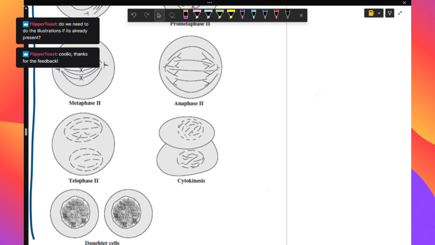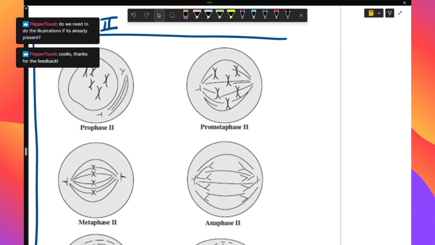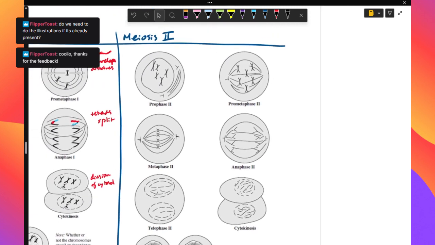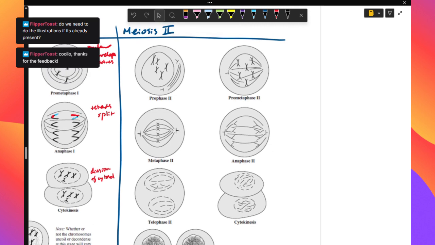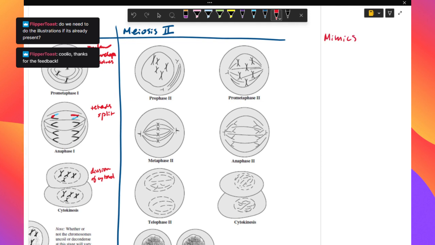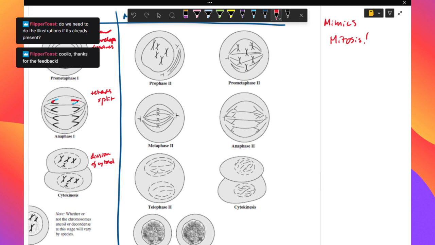All right, meiosis 2 should look really familiar because it mimics mitosis really closely. So prophase 2, again, you've got your dissolving of the nuclear envelope, this formation of that spindle architecture around the edges here. Prometaphase 2, your nuclear envelope is dissolved and those spindles are starting to exert forces on the chromosomes.